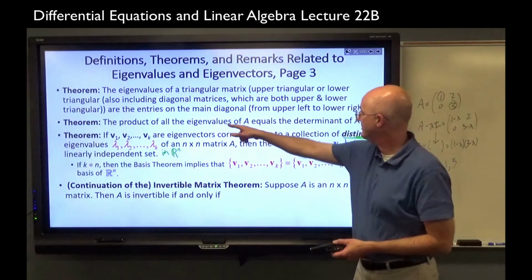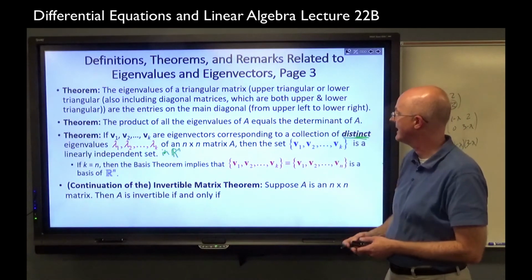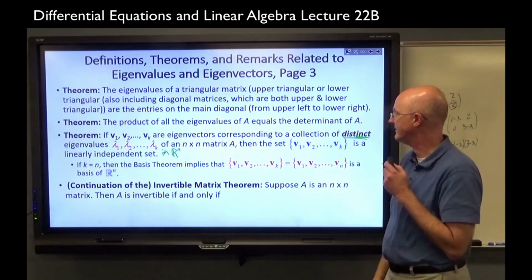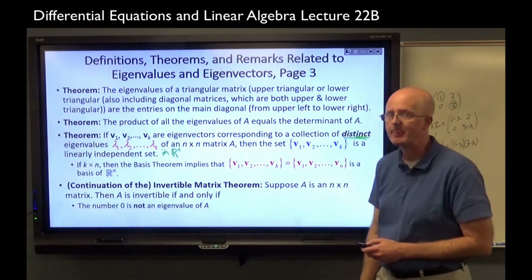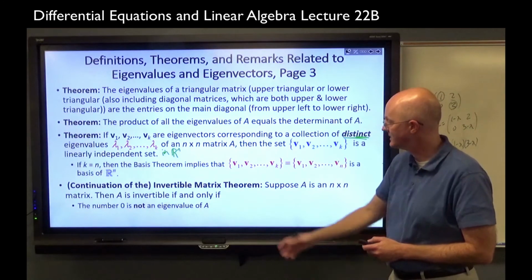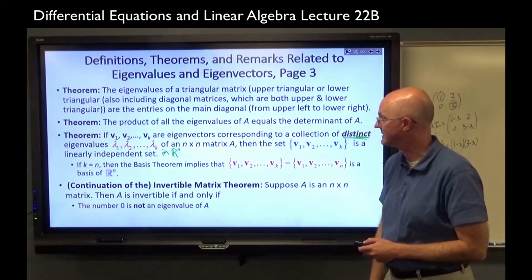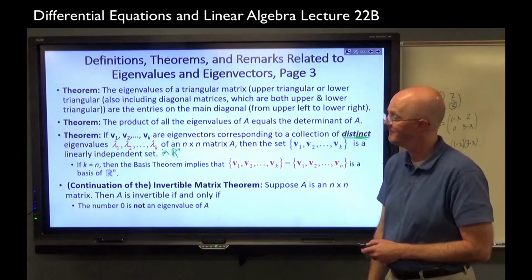Since the product of all the eigenvalues equals the determinant, A is also going to be invertible if and only if 0 is not an eigenvalue of A, the number 0. Which would also mean A is not invertible if and only if 0 is an eigenvalue of A.